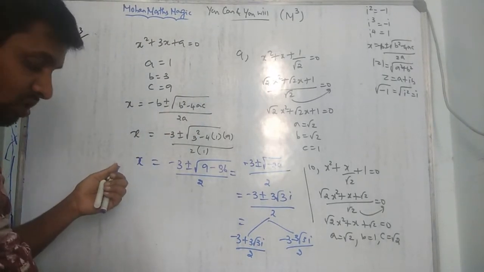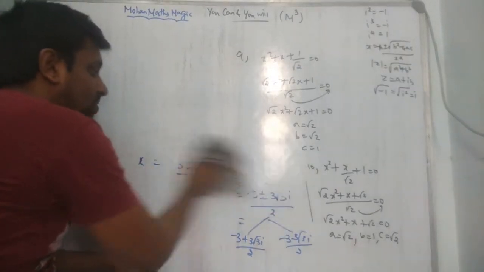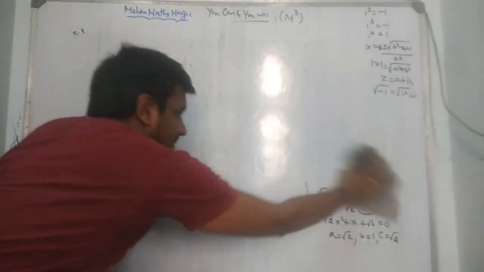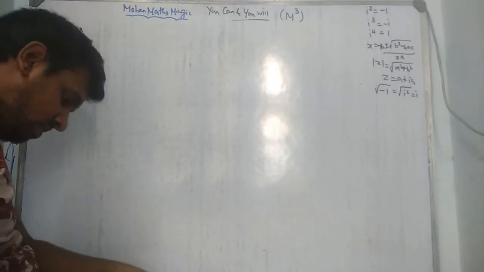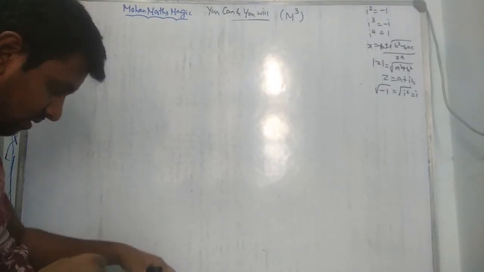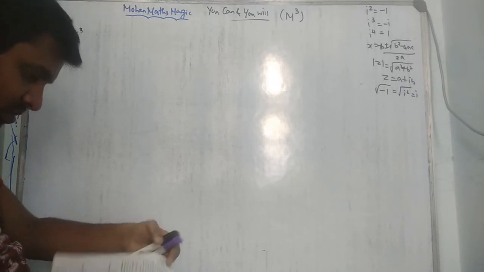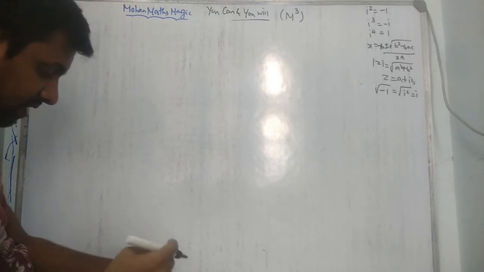Next, modulus and argument of the complex number. How to find the modulus? How to find the argument? Argument, theta or alpha. Okay, so let me take any example. So how to find the modulus, then argument. So modulus of any number.